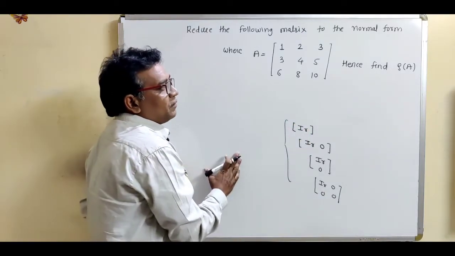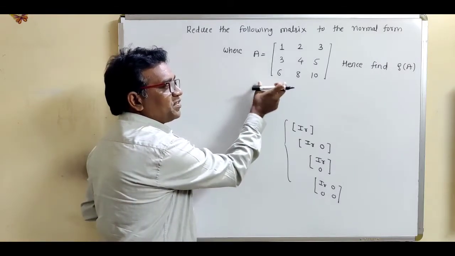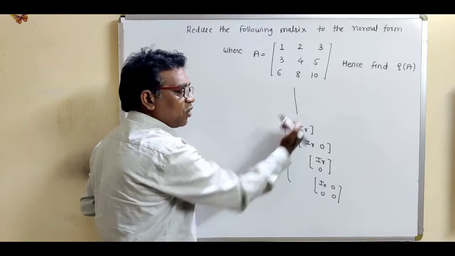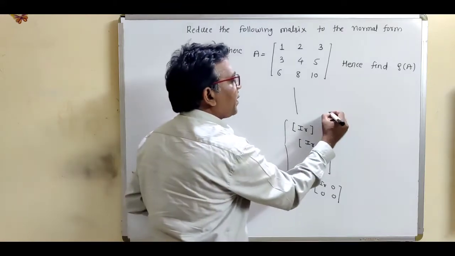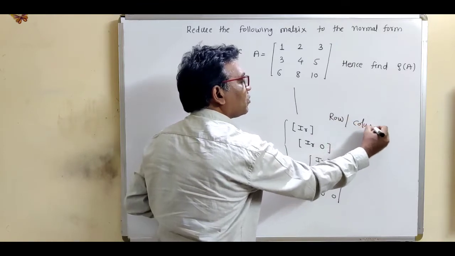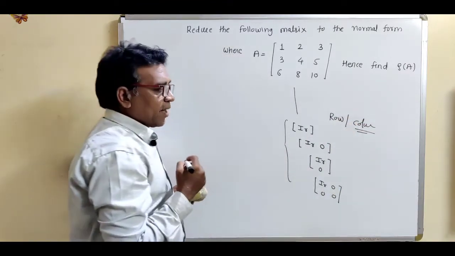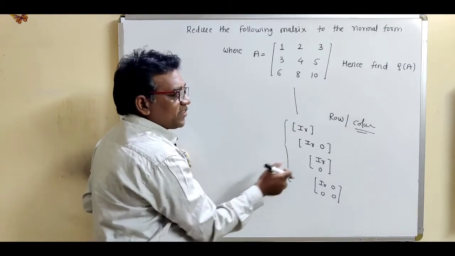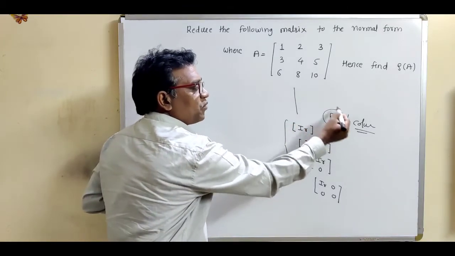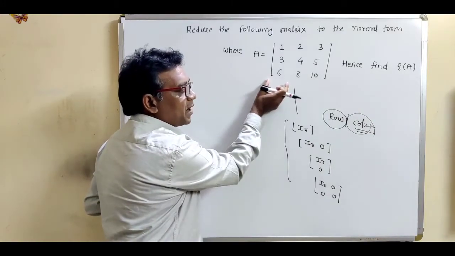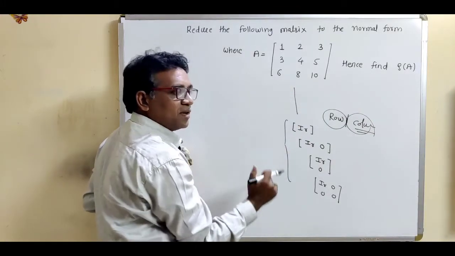So obviously, we have to reduce this matrix A to either of these four types of normal form, by applying some elementary row transformation or column transformation. See, how to reduce into normal form? Just apply elementary row transformation or column transformation and transform this matrix A to one of these normal forms.